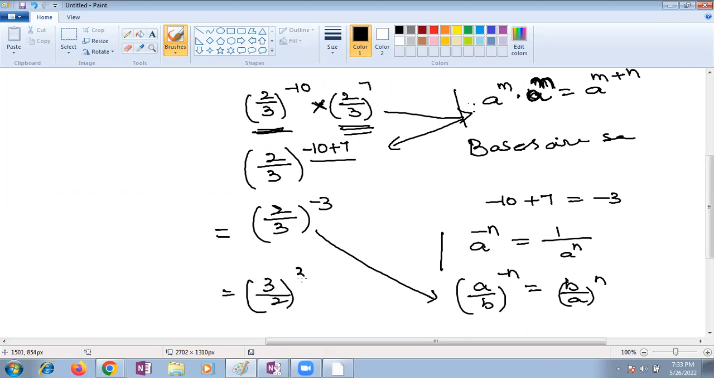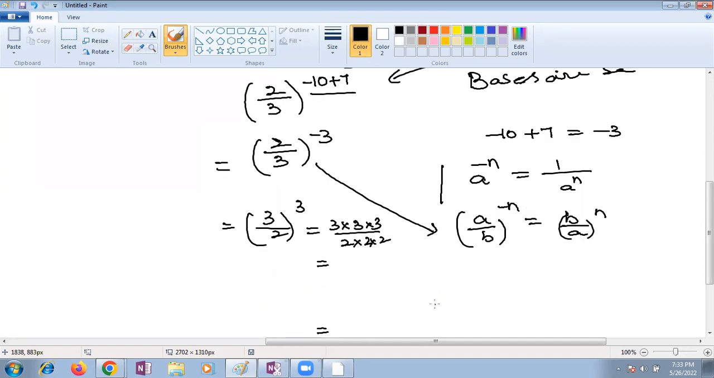9 by 8. Yes. 3 cube means what, children? 9. No, 3 cube. 27, sorry, ma'am. It's 27 by 8.